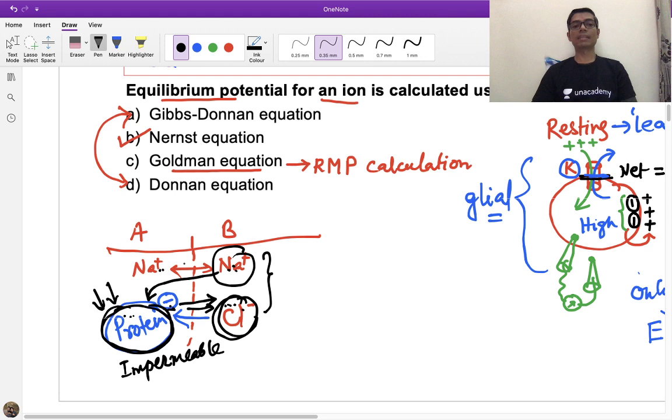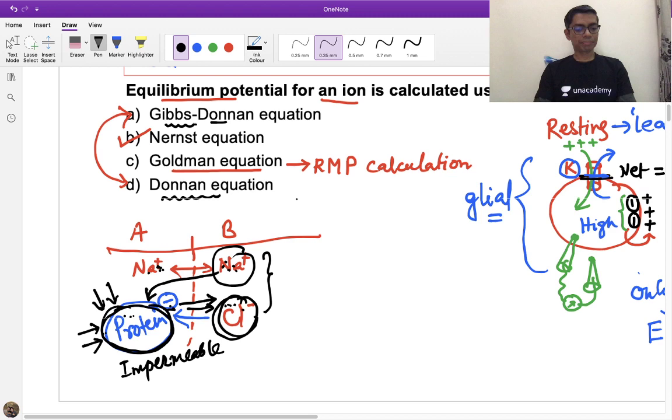This was first described by Donnan and later supplemented by Gibbs. That's why this is known as the Gibbs-Donnan equation or Gibbs-Donnan equilibrium. So it is defined like that: because of the presence of impermeant ion on one half of the compartment, the distribution of permeable ion is not equal. That is known as the Donnan effect or Gibbs-Donnan equilibrium. Am I clear? You have to remember this. So this is clear, a very, very simple question. I hope this is clear.